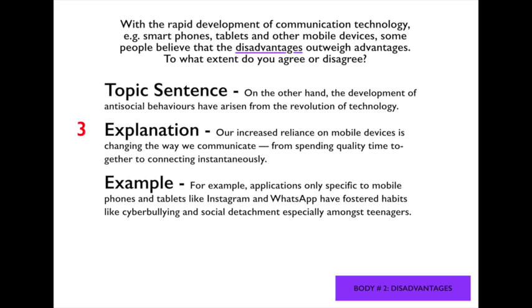My explanations are usually descriptions of my point, whilst the example is usually the fact, where I give you names, brands, etc., like Facebook, iPhone, Apple, Microsoft, that sort of thing, to justify my argument. So over here in my explanation I've written, "Our increased reliance on mobile devices is changing the way we communicate, from spending quality time together to connecting instantaneously." Again, I am building more layers from the topic sentence and leading you up onto the example. This way, again, we build on development of the task as well as our argument.